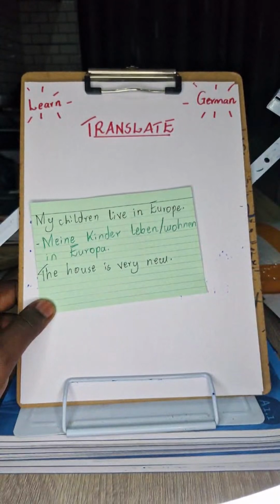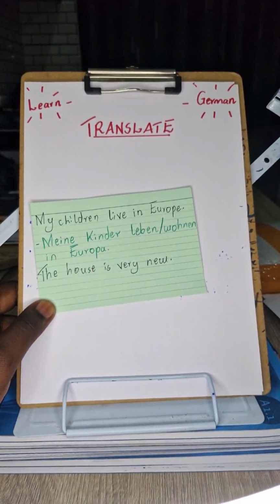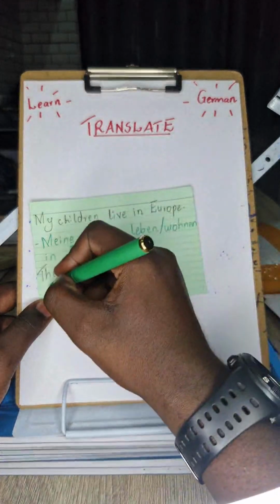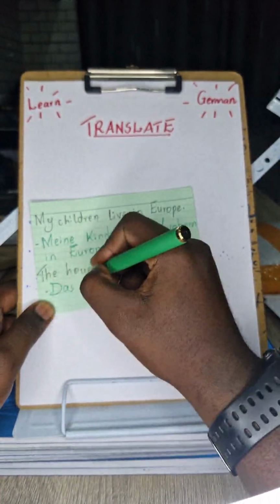Let me also read some examples from us. This is from Saza. Saza says, das Haus ist sehr neu. Now, Saza has scored that. That is correct. You said, das Haus.